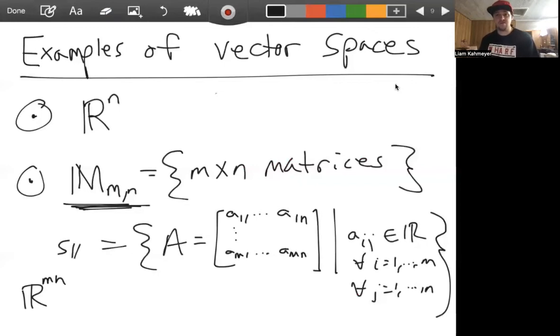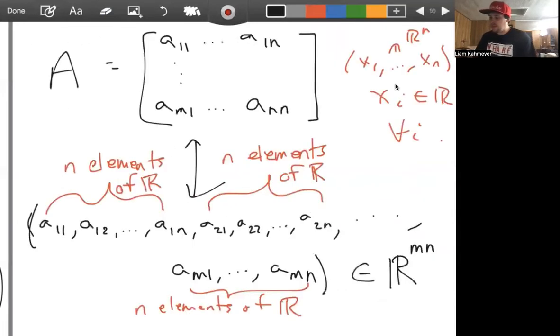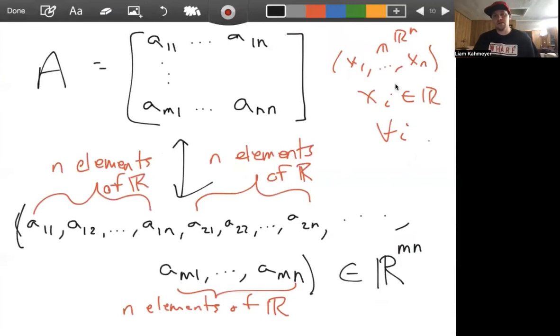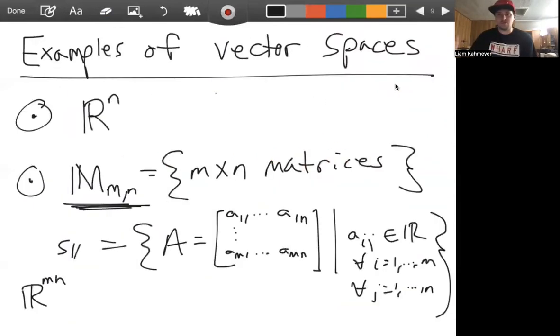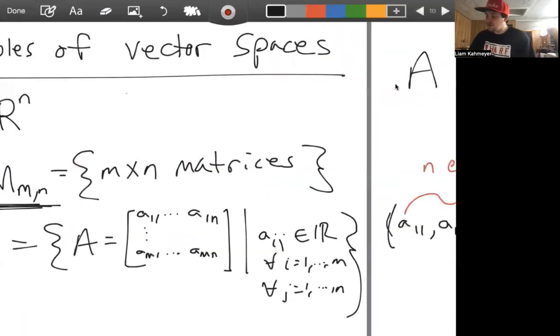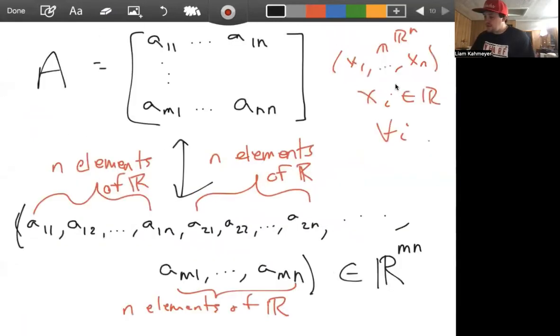Because you can think of these collections of numbers just being like an ordered pair or something. So showing this isomorphism would also prove it's a vector space because we know R to the mn is a vector space. Now let's look at a new set and see if we can determine if it's a vector space or not.